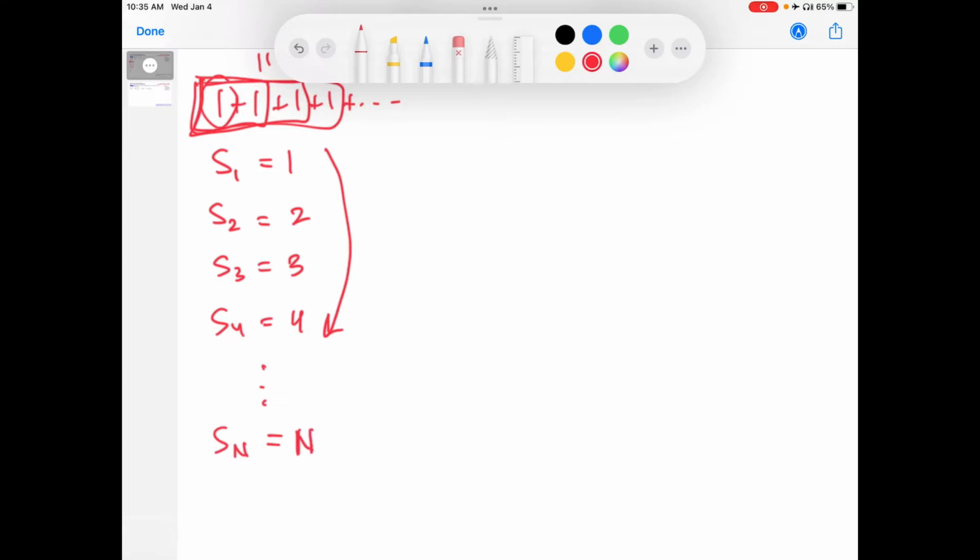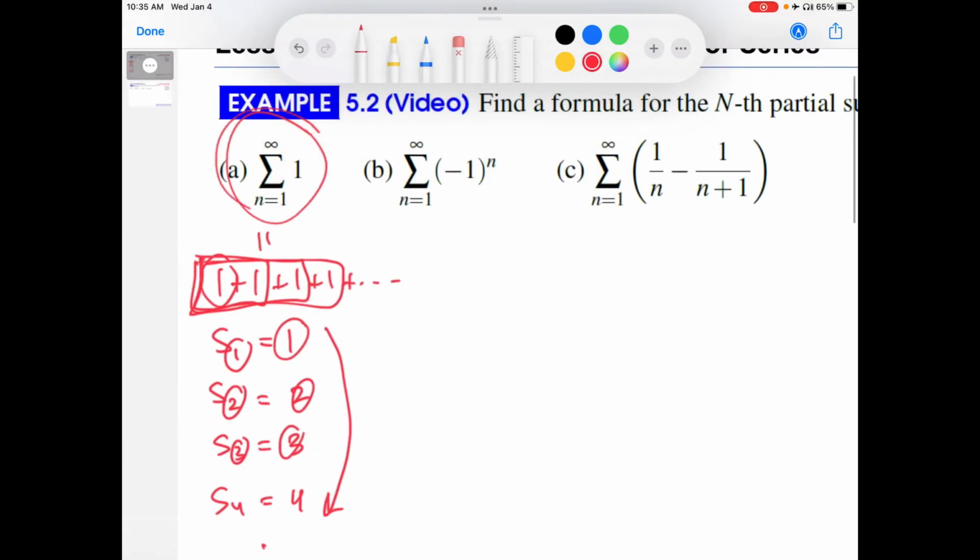It's just n. So whatever this number is, it's exactly the same as what's on the right-hand side. So S sub n is n. So this is the answer for part A. This is the nth partial sum for this particular series.